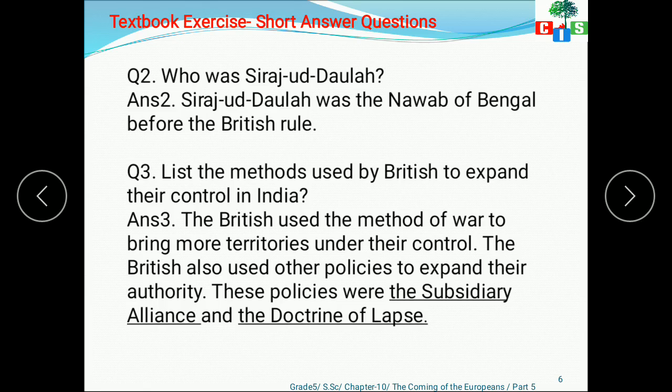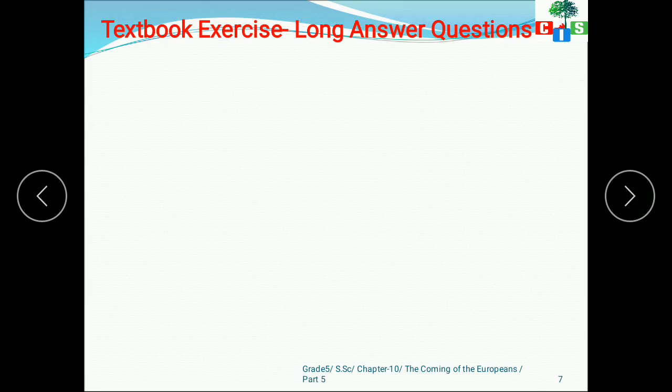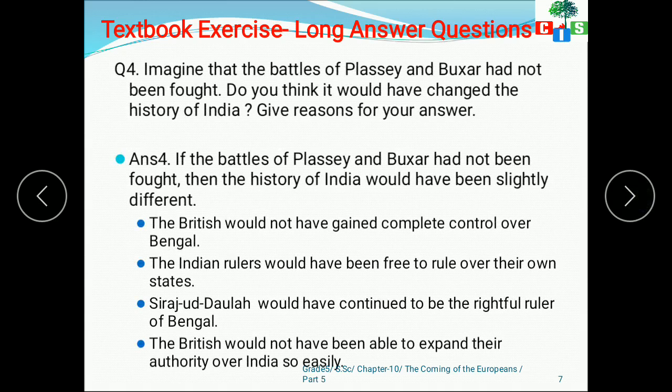Fine. Now let's see the long answer questions. So we have four long answer questions. Out of these, I have solved one for you that is quite difficult. That question number 4 is, imagine that the battle of Palasi and Buxar had not been fought. Do you think it would have changed the history of India? If yes, then give reasons for your answer.